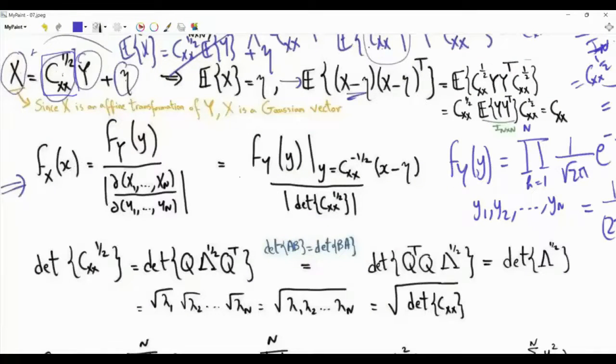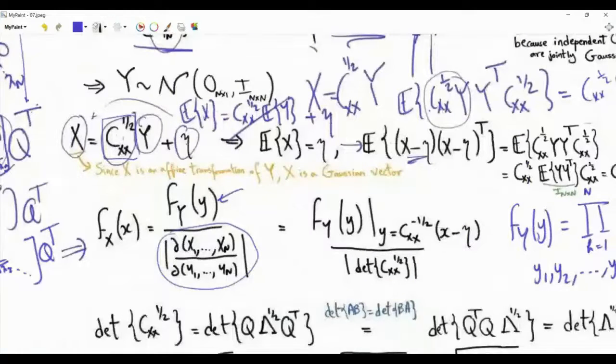Are we done? No, because to go from the joint PDF of the y's to the joint PDF of the x's, it is not just that we go to this PDF and do this replacement. We will also need to divide by the Jacobian of the x's with respect to the y's. This is the absolute determinant of the Jacobian matrix.